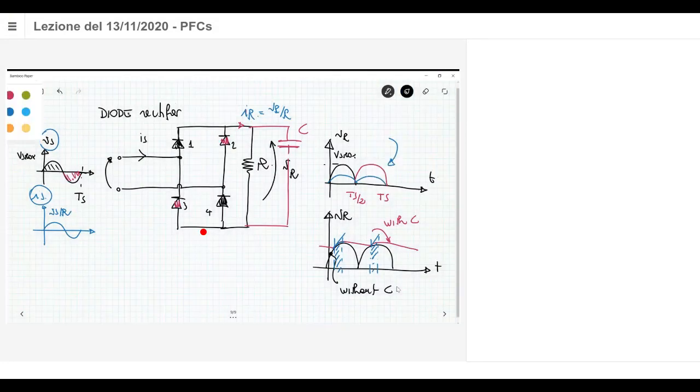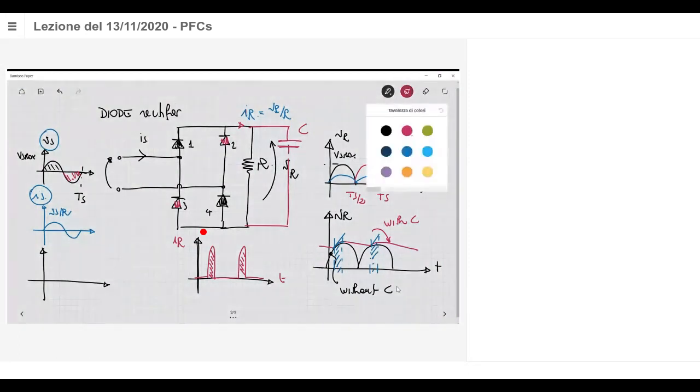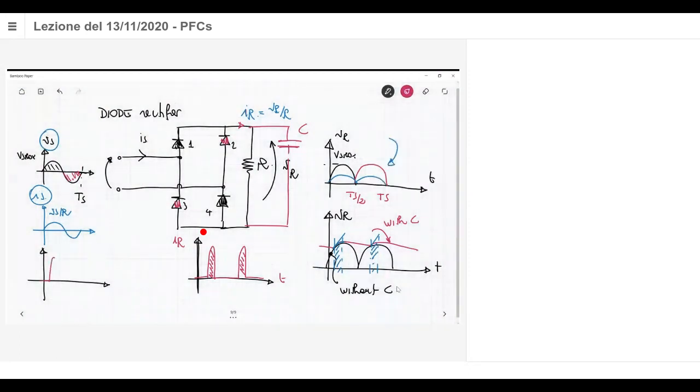So if you look at the output current, it means that the output current with the capacitor inserted, IR, is just something like this. This area is the charge provided to the output capacitor to increase the output voltage level. What about the input current? The input current has an expression which is the same as the output current, but with an average value which is null.